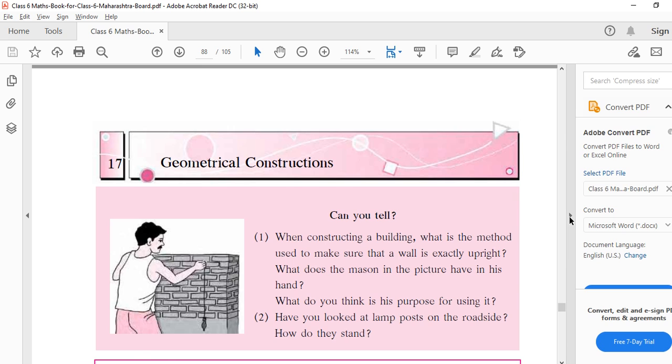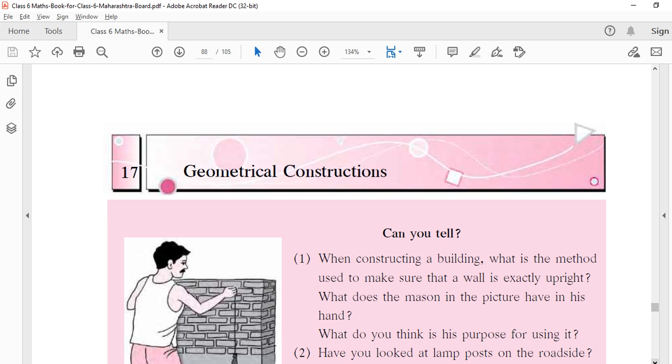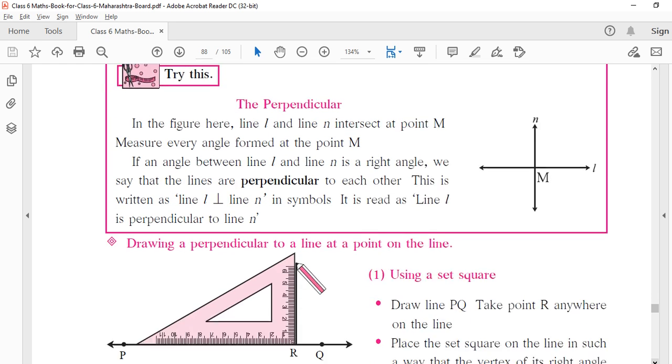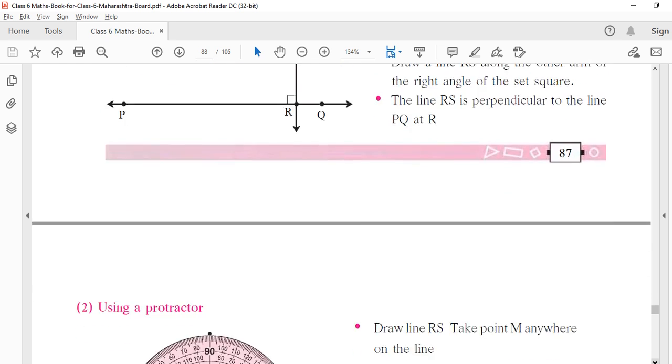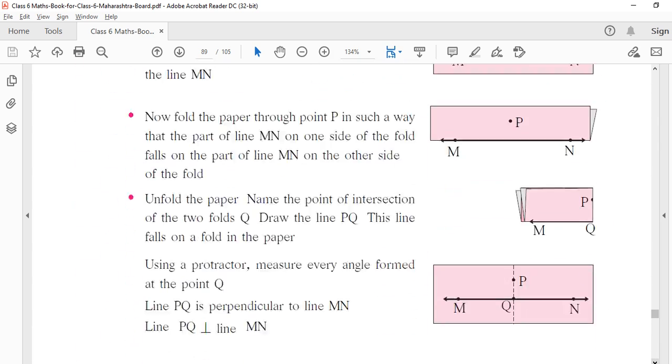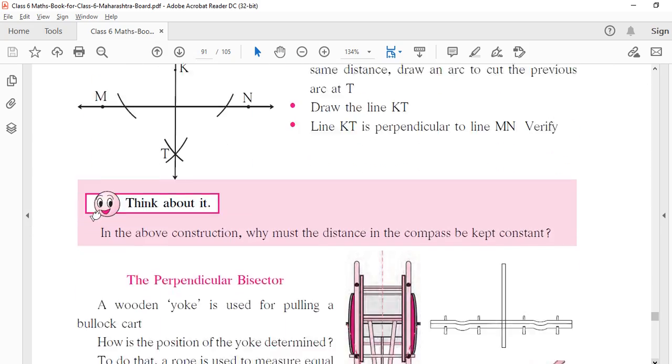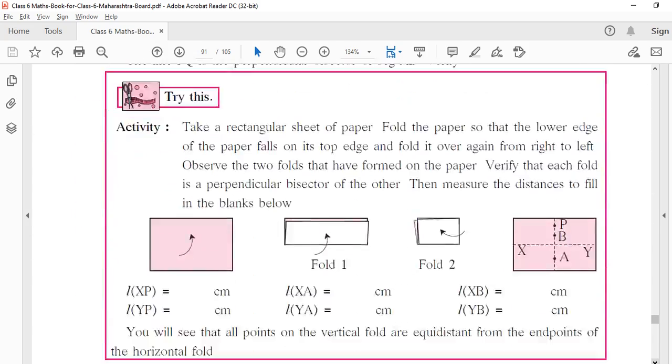So in our previous video lecture we covered chapter number 16, which is quadrilaterals, and now we are going to cover chapter number 18, which is three-dimensional shapes. Chapter number 17, which is geometric construction, I am not going to cover for now, but you can try, and if you have any doubts you can ask me. I'll try to cover those specific questions.